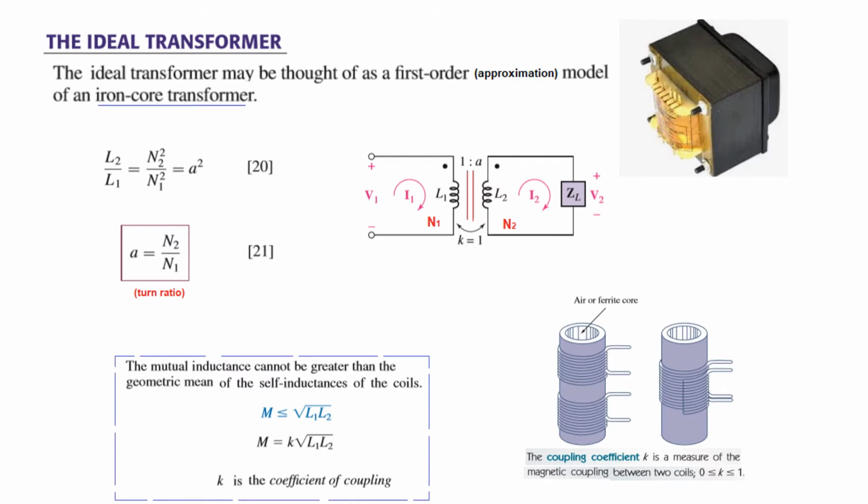And then we'll come across this formula. This is also derived in your book. What it says is that the mutual inductance has to be less than the square root of the product of the two inductances. So the mutual inductance cannot be greater than the geometric mean of the self-inductances of the coils. So it has to be less. And to equate it, we can take a constant K. This K is the coefficient of coupling that we discussed here. So M can be replaced by K times the square root of L1 L2.